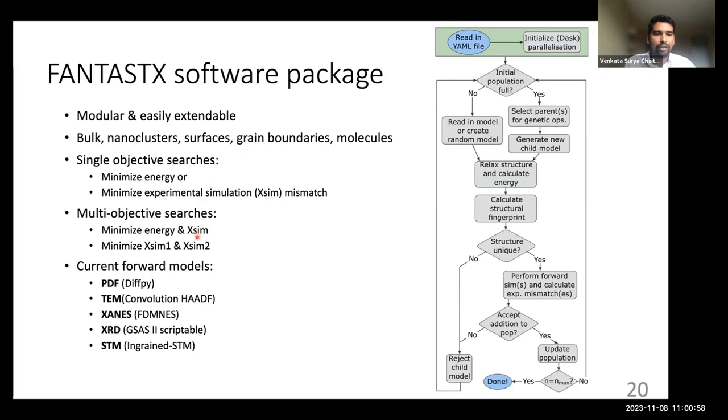And also we can perform inversion of different simulations, like PDF data, TEM data, XANES or XAS data, XRD spectrum, or STM images for surfaces. And we can either perform multi-objective search by trying to minimize both energy and simulation mismatch, or we can perform individual structure search for materials discovery in a chemical space.